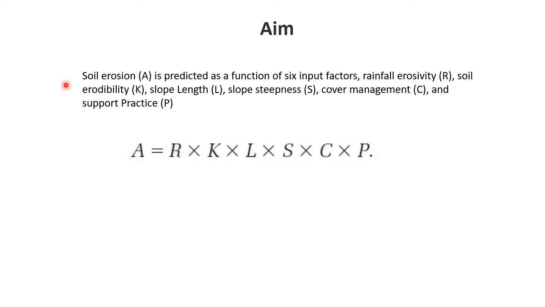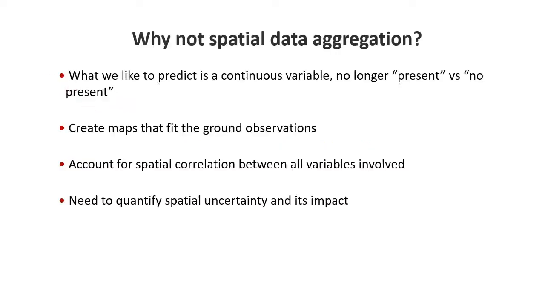Soil erosion is a function of many variables. I'm not going to go into details of all these different variables. But this reminds you perhaps of the spatial data aggregation session that we covered, where we looked at several variables and how they would inform a target variable, in this case, soil erosion. So you may question now, well, why can't we just use spatial data aggregation?